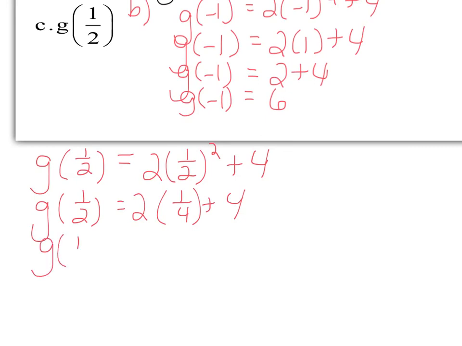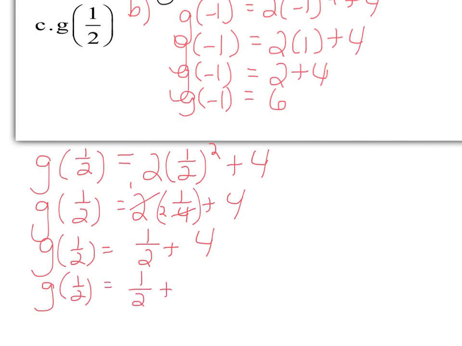So g of 1/2 is equal to, the 2 and the 4 reduce to 1 and 2. So it would be 1/2 plus 4. g of 1/2 is equal to 1/2 plus 4, and we need a common denominator here of 2. So we can do 8 over 2, which is the same as 4. So this will give us 9 over 2.